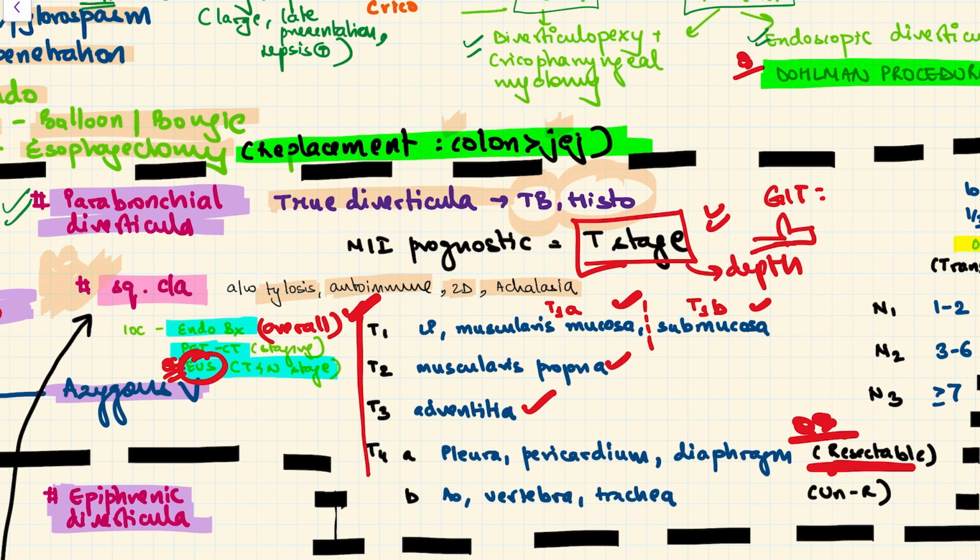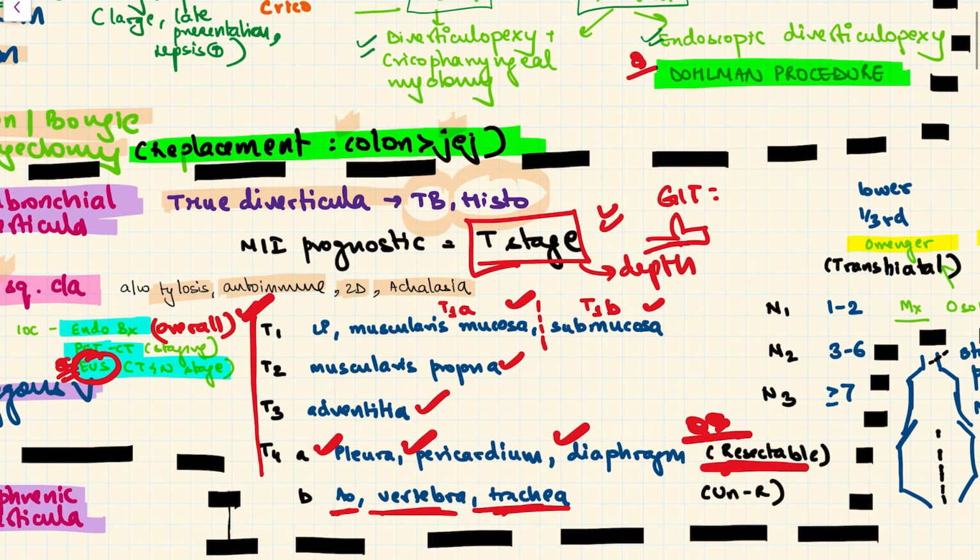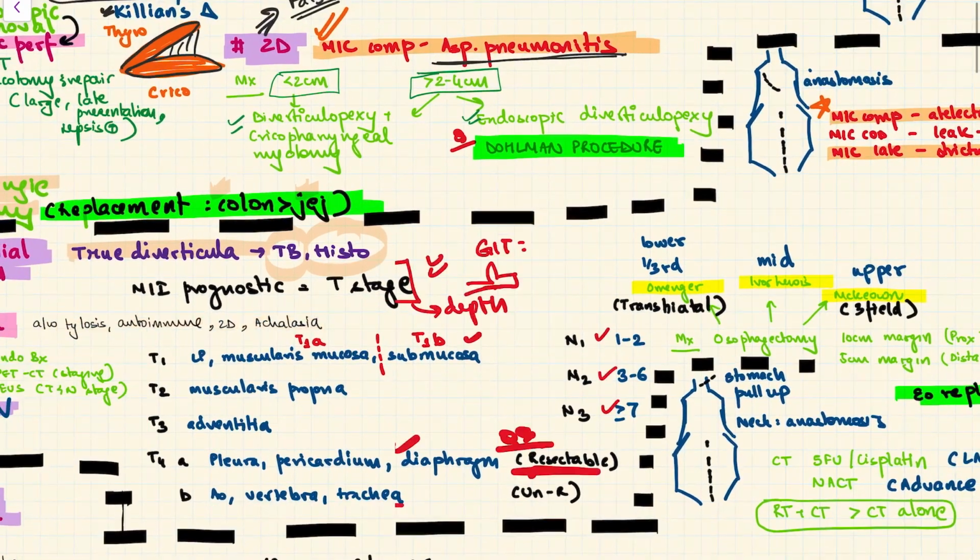T4A is involvement of adjacent structures, and it is a resectable disease, right? So what is involved? Pleura, pericardium, and diaphragm. While in T4B, there will be involvement of aorta, vertebra, and trachea, and therefore it will be unresectable, right? N1 is just 1 to 2 nodes, N2 is 3 to 6, and more than 7 nodes is N3, right?